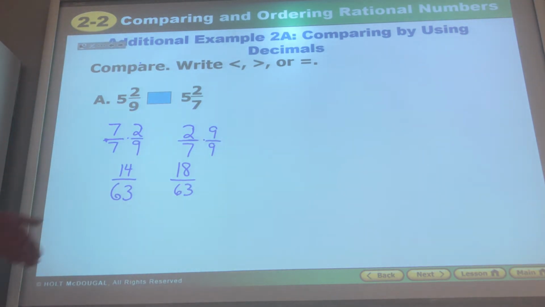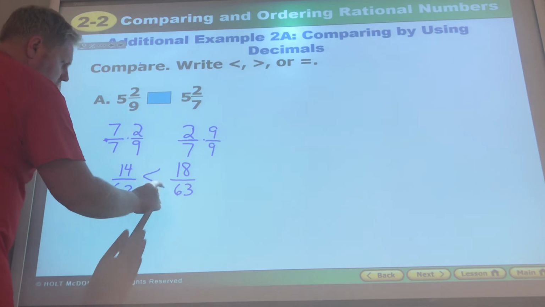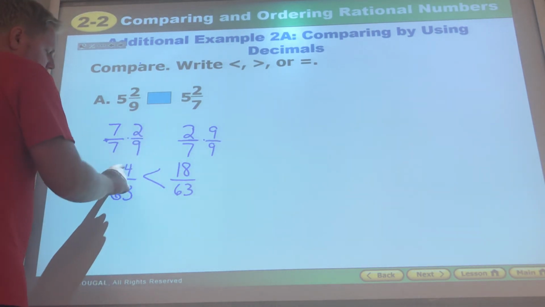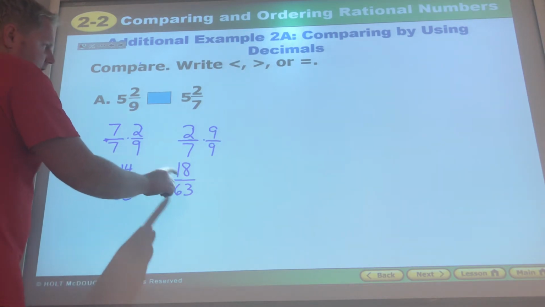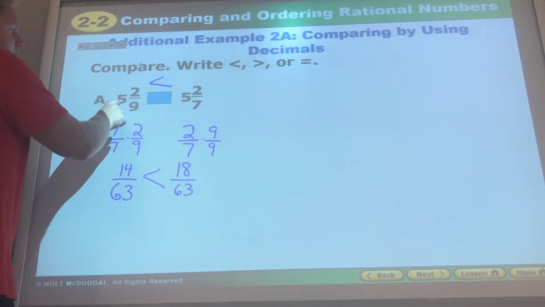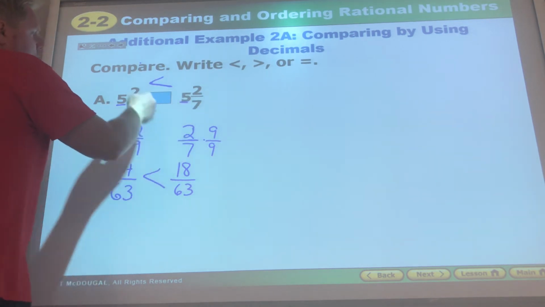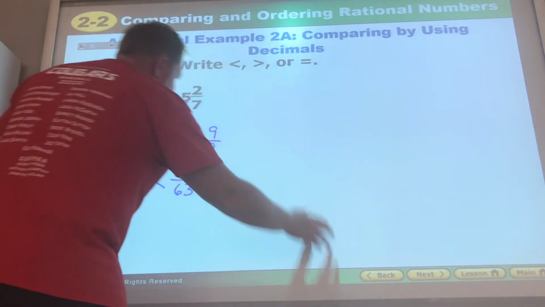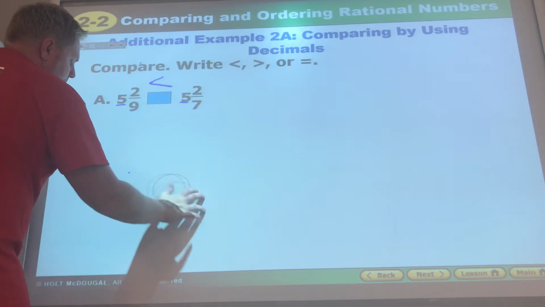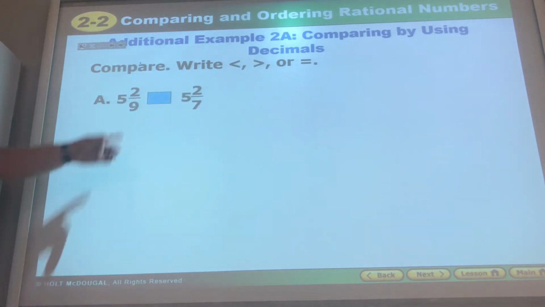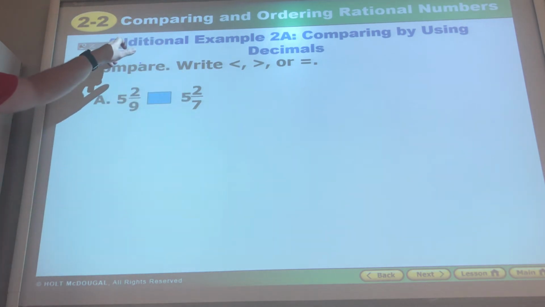When we look at these, then we can see 18 over 63 is bigger, so we use a less than symbol. Say 14/63 is less than 18/63. We can use that up here. This is because both of these are the same. We just have to compare the fractions. All right? So let's look at and check out what they did. So that's where you're starting to use a little common sense. 5 and 5 are the same, so I just have to compare the fractions.